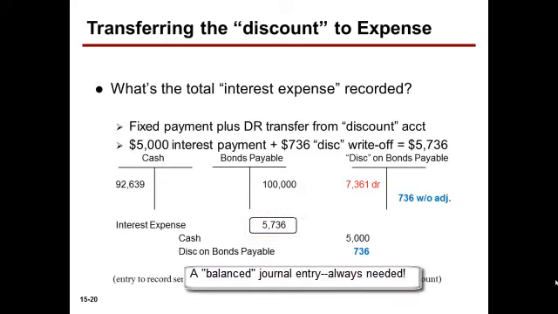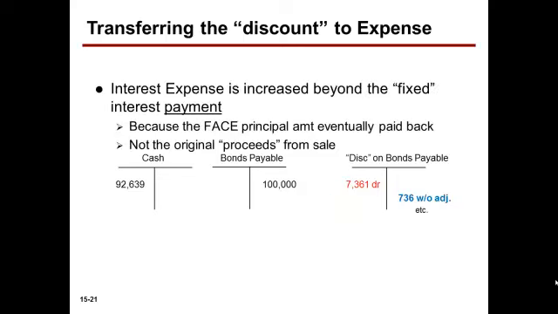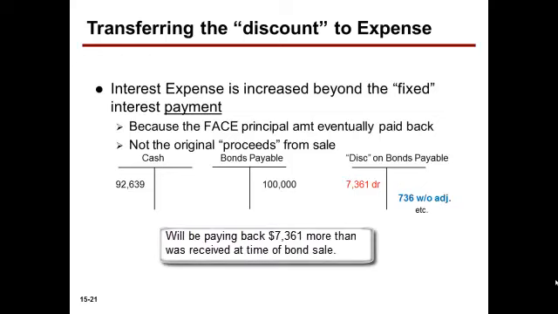You can see that the recognized interest expense is greater than the cash paid to bondholders because the corporation, the issuer, is slowly getting rid of this discount account over the life of the bonds, transferring that debit of the discount account into the debit into interest expense. Now, the interest expense is increased beyond the fixed interest payment as we've seen. This is because the face principal amount is eventually what will be paid back, not the original proceeds of the sale.